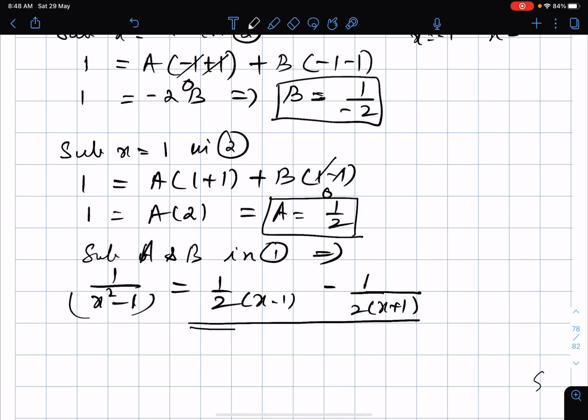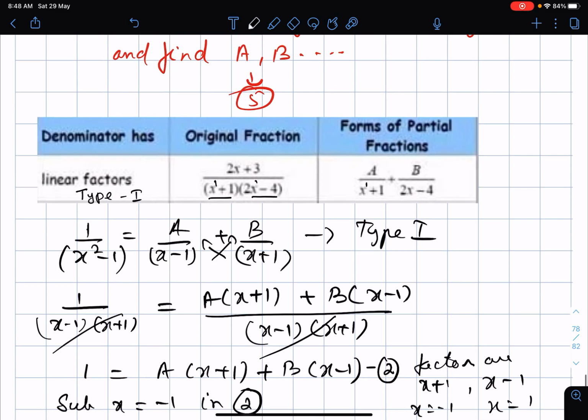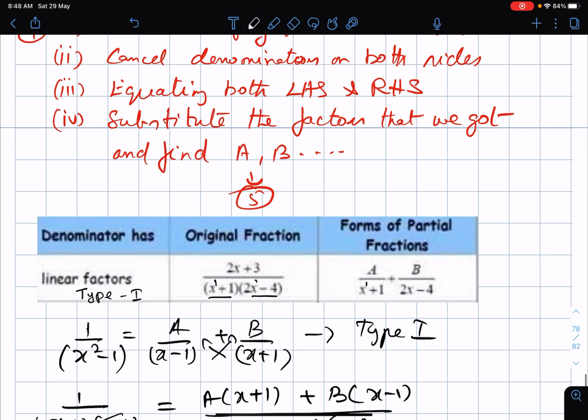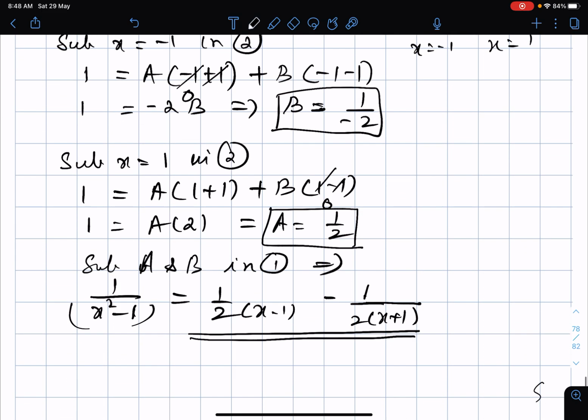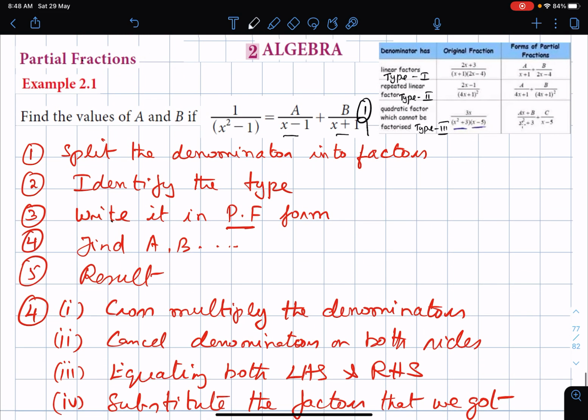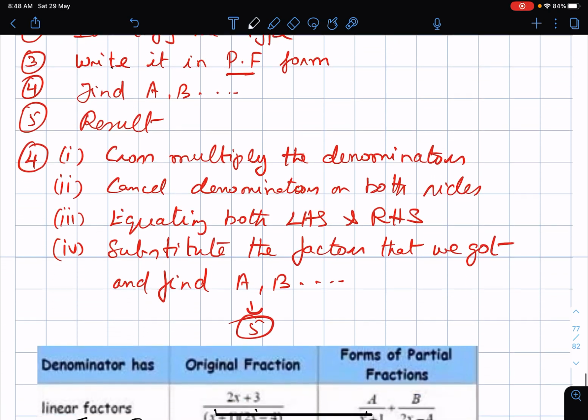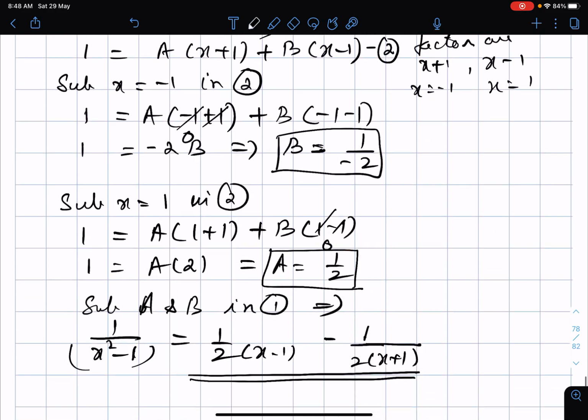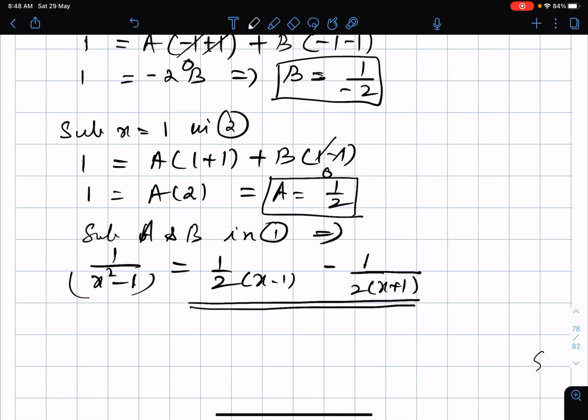We have resolved this. We have followed these steps: equating both LHS and RHS, substitute the factors, we have got a and b, and that we have put in 1, and we have got the final answer. This is our rational expression. We have identified the type and written it in the form, and then we have found a and b and split it into partial fractions. So from this we get this partial fraction. Okay, thank you.